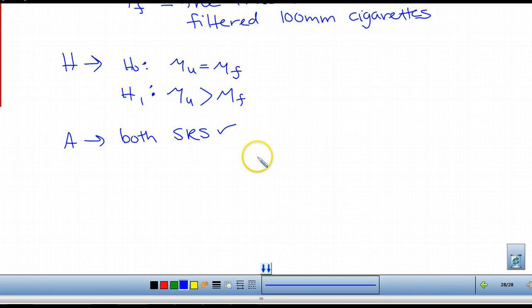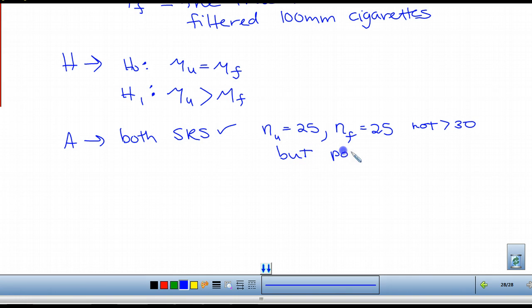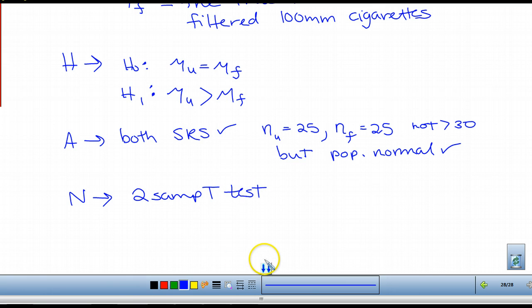That checks out. Our N for the unfiltered was 25, and the N for the filtered was also 25. So they're not greater than 30, but it does say that the population was normal, so we're okay. The name of the test is again a 2-SampTTest. Pause this video, plug your stuff into your calculator, see if you get the same results that I do.